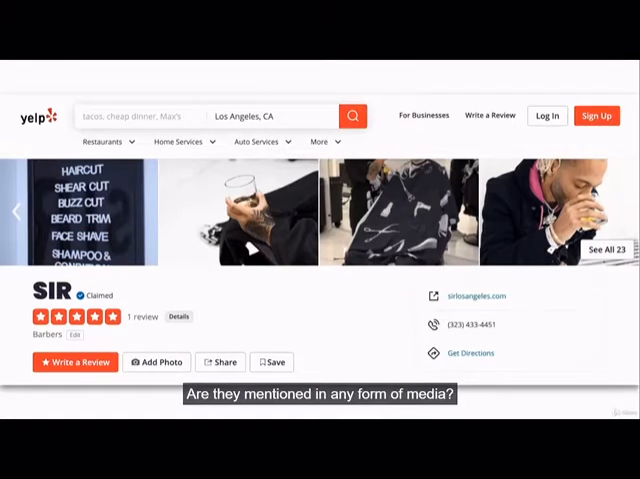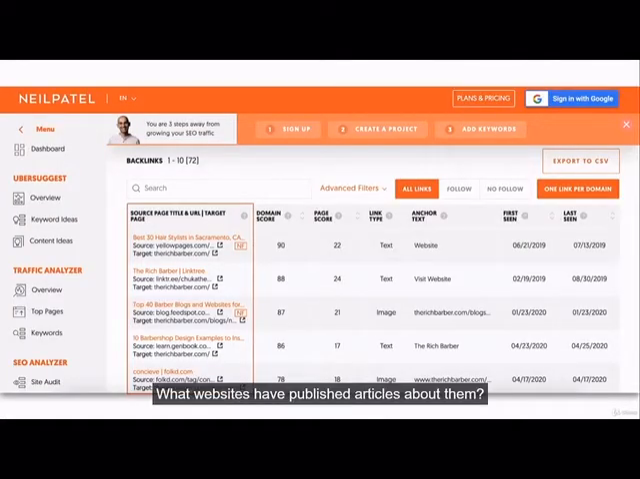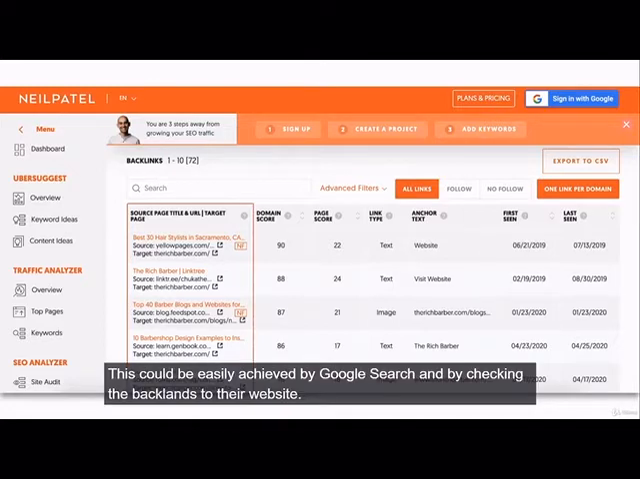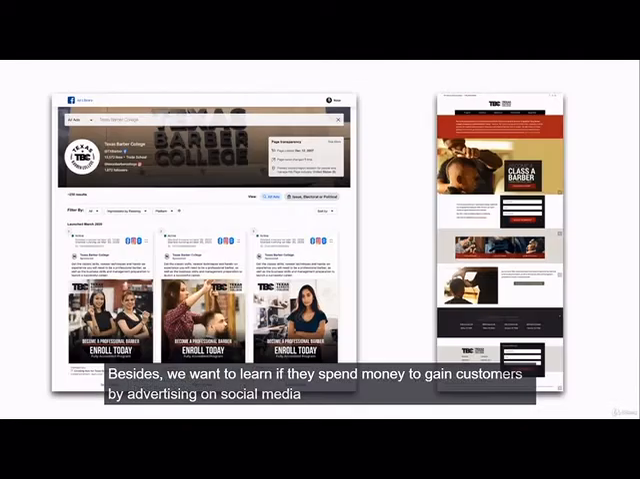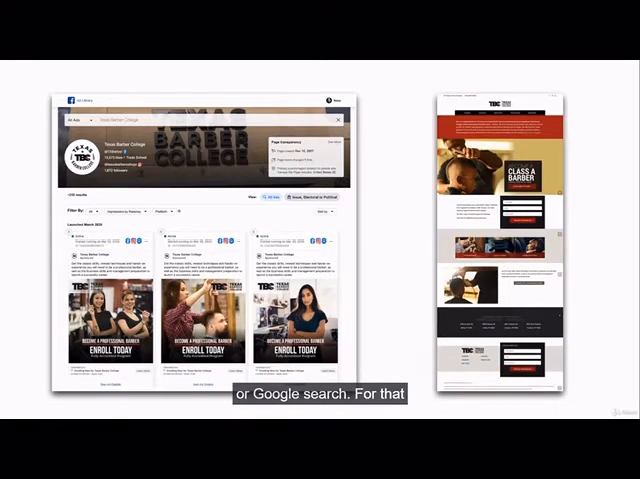Are they mentioned in any form of media? What websites have published articles about them? This could be easily achieved by a Google search and by checking the backlinks to their website. Besides, we want to learn if they spend money to gain customers by advertising on social media or Google search. For that, I will link you to free tools in the homework section.